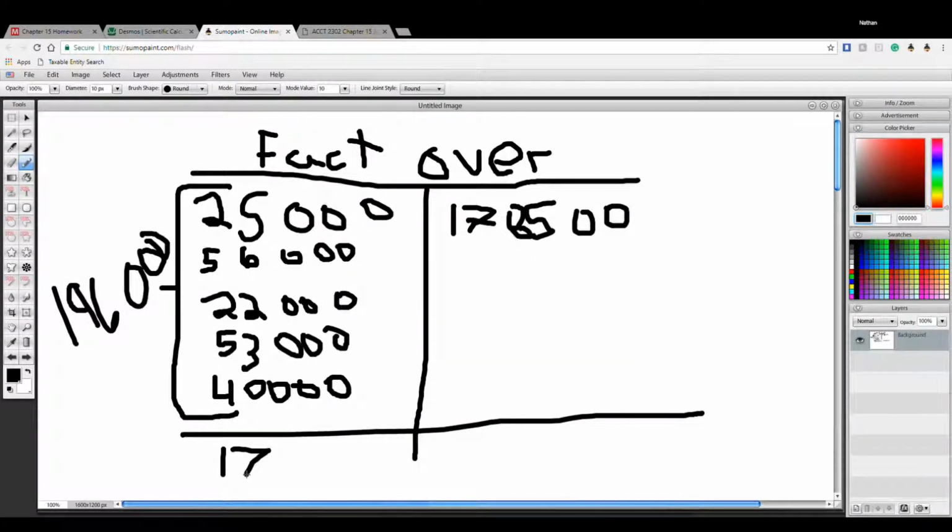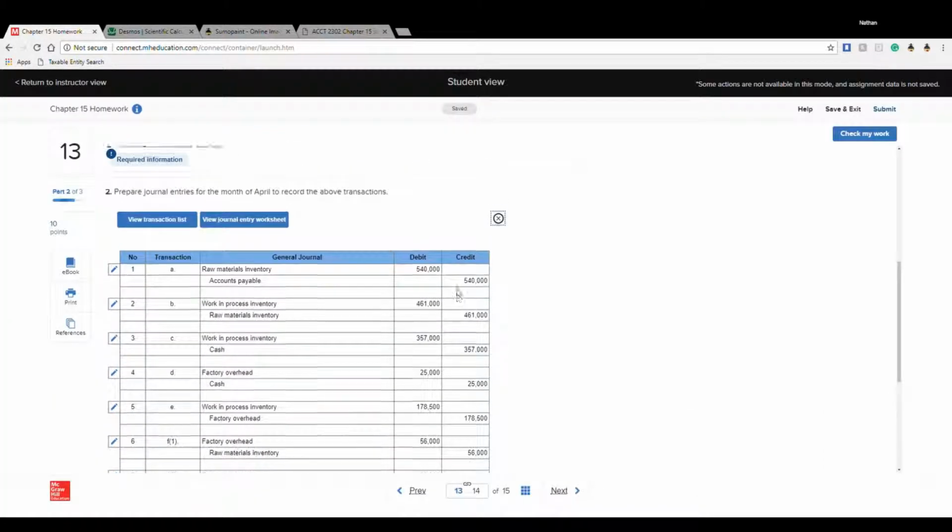So another reason why I do this is because when we're doing over applied and under applied, we only affect two accounts: factory overhead and cost of goods sold. So if I know I gotta bring this down to 0, I have a debit balance right now, means I have to credit this account to make it 0. So that makes life easy for us.